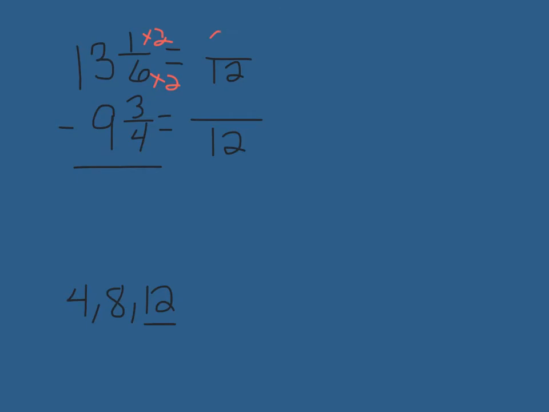So 1 times 2 equals 2. And here I multiplied by 3. 3 times 3 equals 9. So I cannot do 2 minus 9, so I need to borrow 1 from over here, from my whole number, and make that a 12.